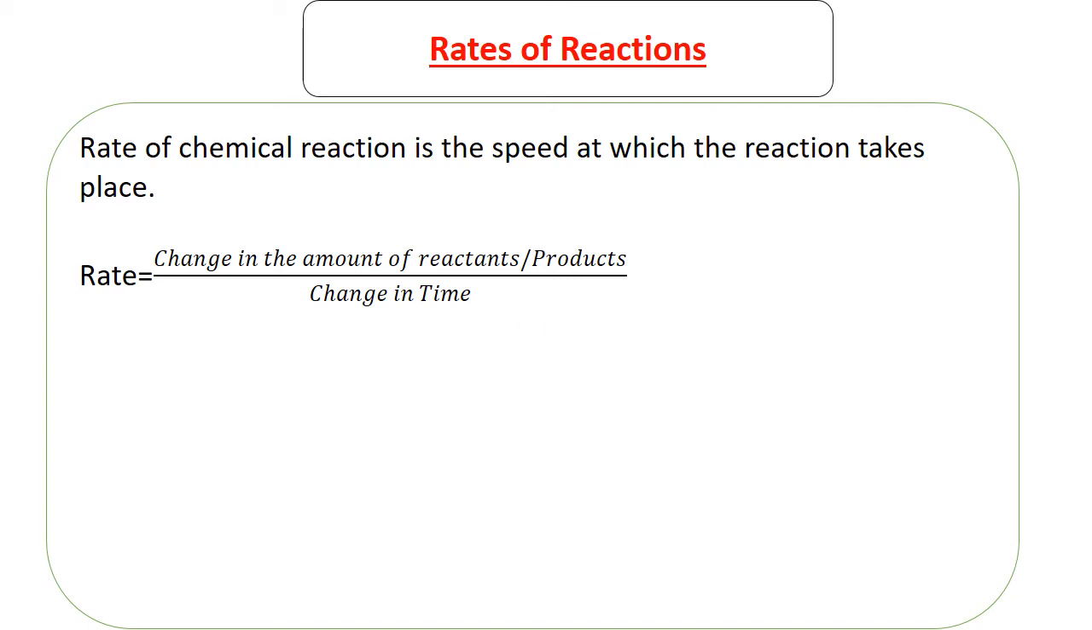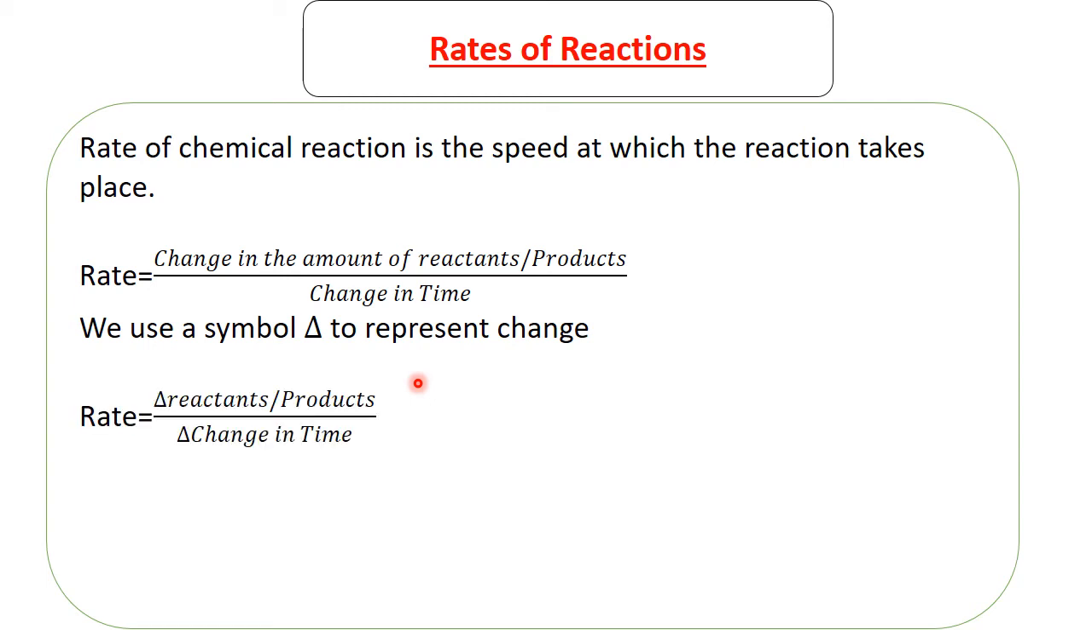So in an exam, it might be time consuming to write this entire formula. So we use this symbol to mean change. So we can write this formula as change in reactants or products over change in time. Forgive me for the words changing because it's a repetition. It's supposed to be change in time. Change in reactants or products over change in time.